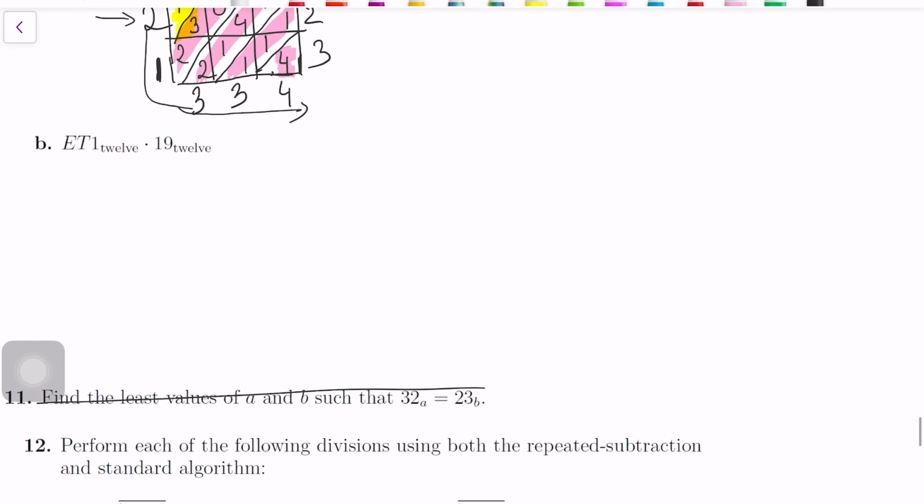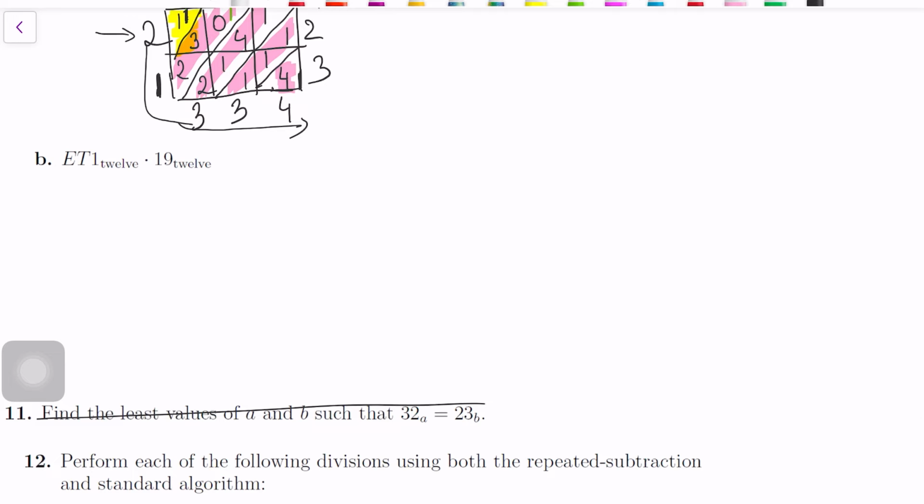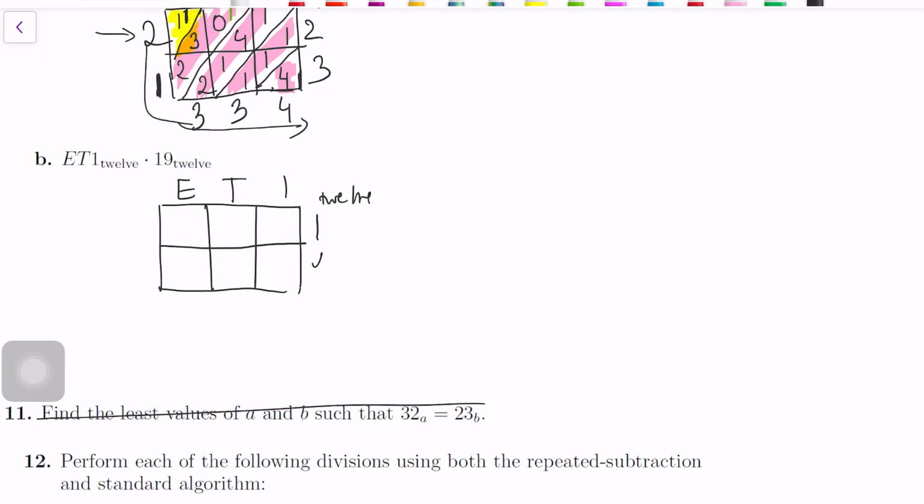Okay. Let's do it in base 12. Remember, E stands for 11, T stands for 10. So now I'm going to do it correctly. So we create a grid. The top number will be 3 by 3. The side number will be 1 9. So E, T, 1, we will do in base 12. And here is 1 9.